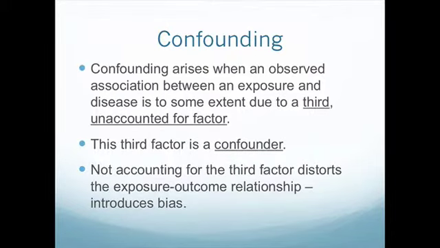Okay. So confounding arises when an observed association between an exposure and a disease, so in that case, our mayonnaise and our salmonella, is to some extent due to a third unaccounted for factor. So it may be that some third factor is completely the reason why we see an association between our exposure and our outcome. And once we account for that third factor, that association goes away. We get down to a relative risk of 1.